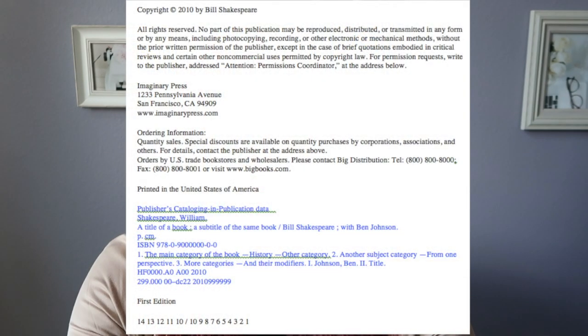So let's look at the long version and the short version of these copyright templates. So in the long version, you can see it says copyright with the symbol, the year it was published by the name of the person who wrote it, and then you have your reservation of rights.